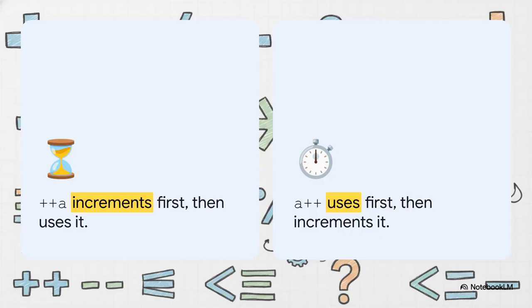And to wrap up our interview prep, here's that classic trick question we touched on earlier. What is the precise difference between pre-increment ++a and post-increment a++? Here is your bulletproof answer. Pre-increment increases the value first and then uses that newly updated value in the expression. Post-increment uses the original value for the expression first and only increments the variable after the expression is fully evaluated. It's all about the timing.